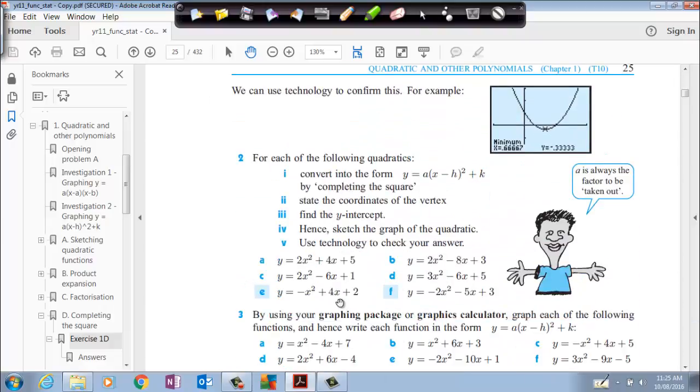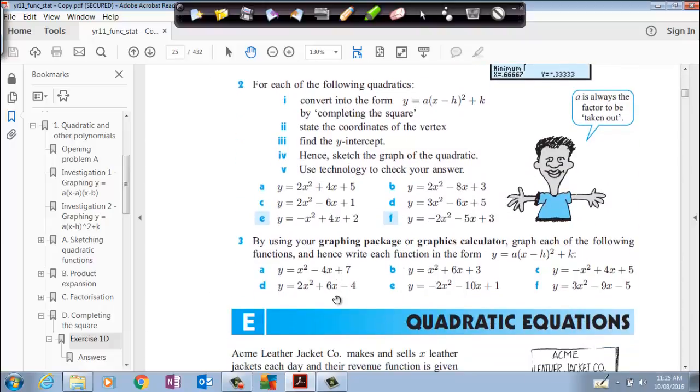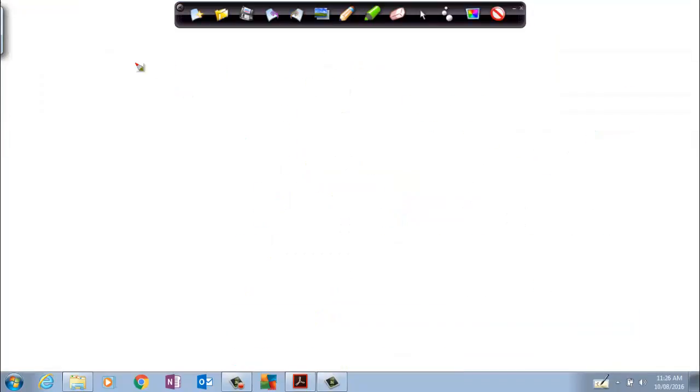Right, so to do question 2, we're going to use 2x squared plus 4x plus 5. Notice this one's asking you to complete the square, state the vertex, find the y-intercept, and graph it. So 2x squared plus 4x plus 5.